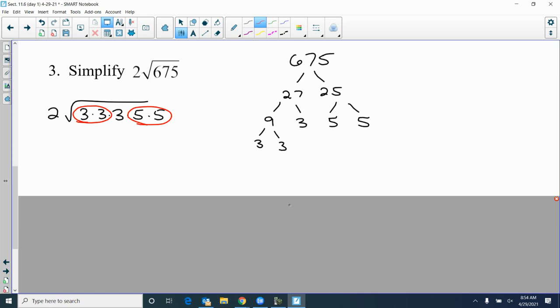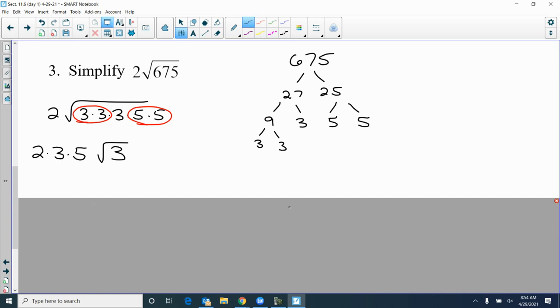Every pair on the inside gives you 1 on the outside. Now you already had a 2 there. That has to stay, and anything that comes out has to multiply by it. So I take this 2 out. I got this 3. I take out this 5. And I got square root of 3. So that gives me 30 square root of 3. And that would be your final answer. 30 square root of 3.